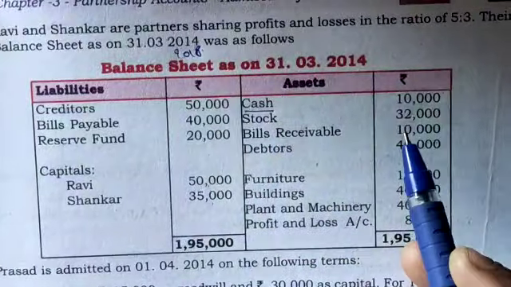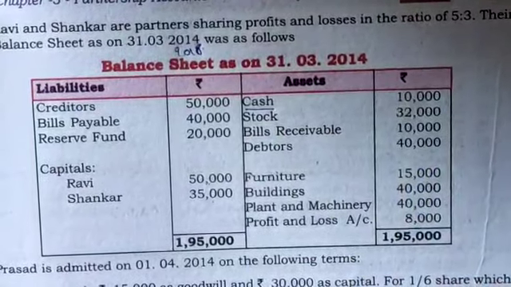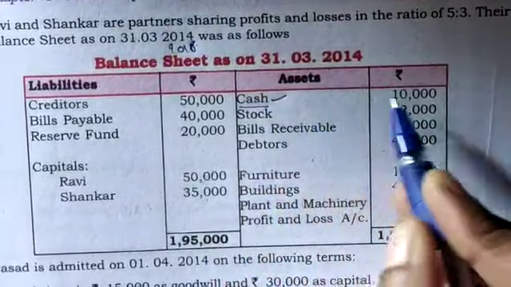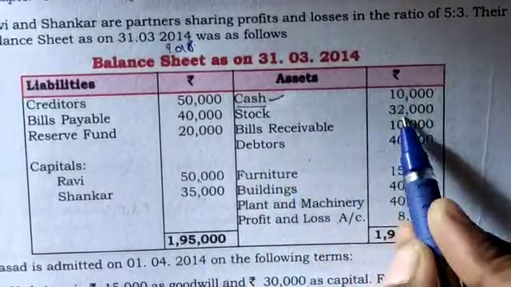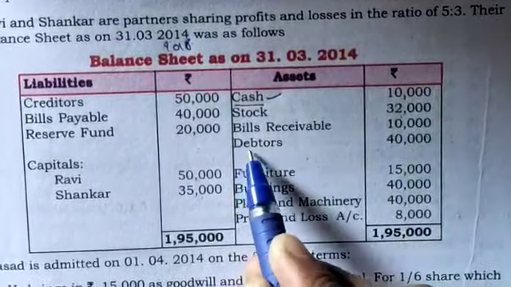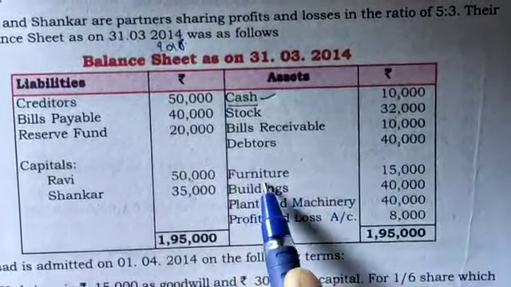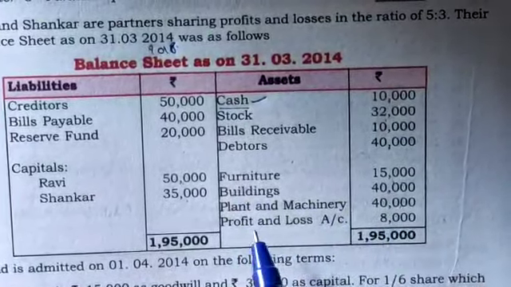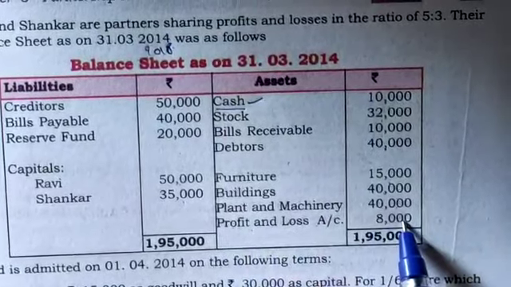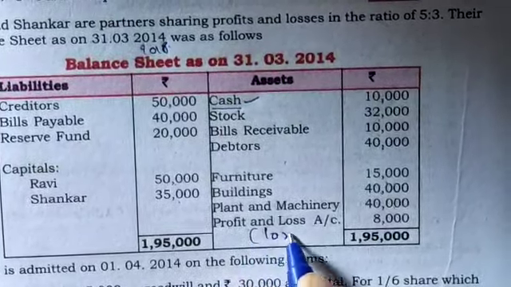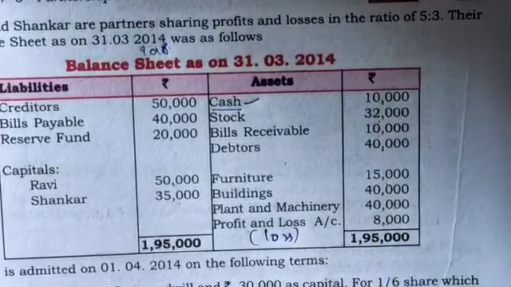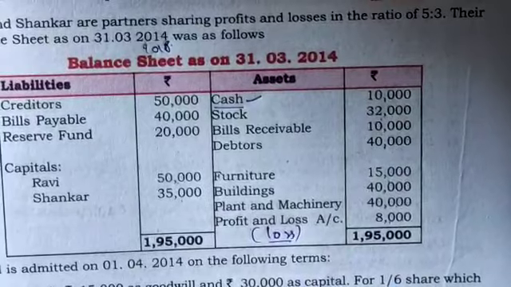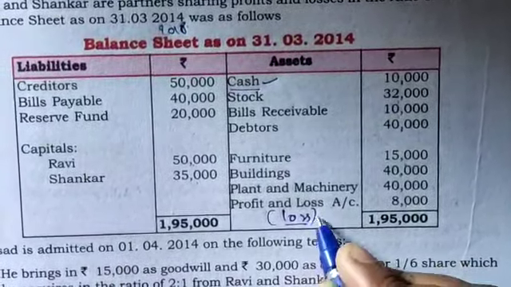So the cash account. While you are taking the new partner's capital, your entry should be in the cash account. So cash is 10,000, stock 32,000, bills receivable 10,000, debtors 40,000, furniture 15,000, buildings 40,000, plant and machinery 40,000, and the profit and loss account on the asset side, the loss of the old partners, becomes 8,000. This should be a partner-related entry: the profit and loss account should be entered on the debit side of the partners' capital account because it is a loss.